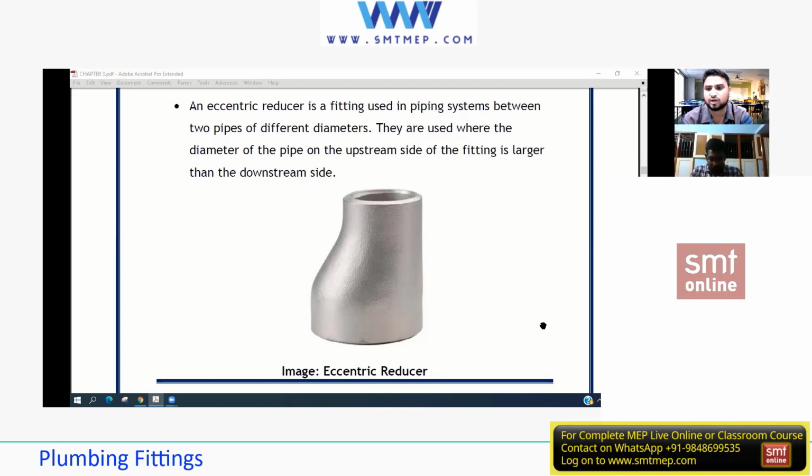So we need this kind of reducer over there. Okay, so the reducer remains the same. Where there is a shift in diameter, we need a reducer. Now, in the line in between, we need a concentric one, and here an eccentric one. The main technical thing is this. You can see the shape of this, like this.